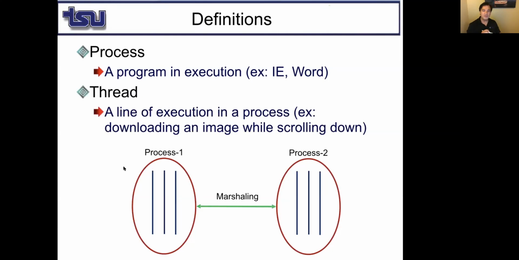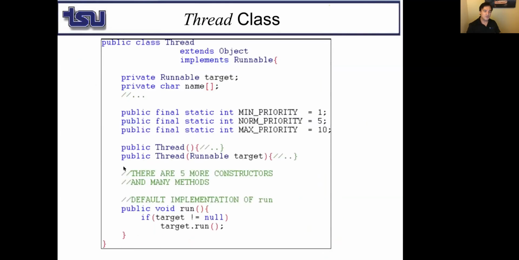For example, while we are navigating in a web browser, you can download an image and you can scroll down at the same time. So downloading an image is a line of execution. Scrolling down is another one. Maybe sending something to the printer is another line of execution. So processes typically do not share data. Threads can access the data located in a process, but processes typically communicate with each other through a process called marshalling. Of course, we are not going to get into details of those kind of things.